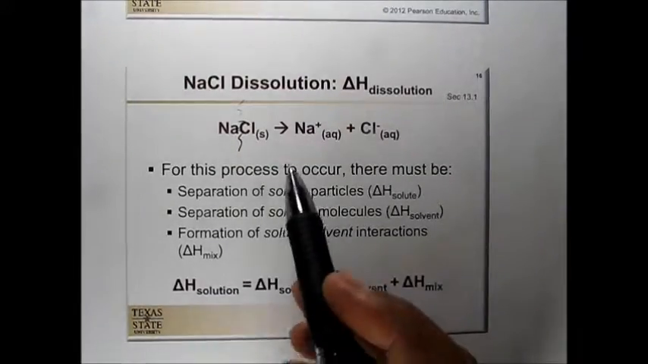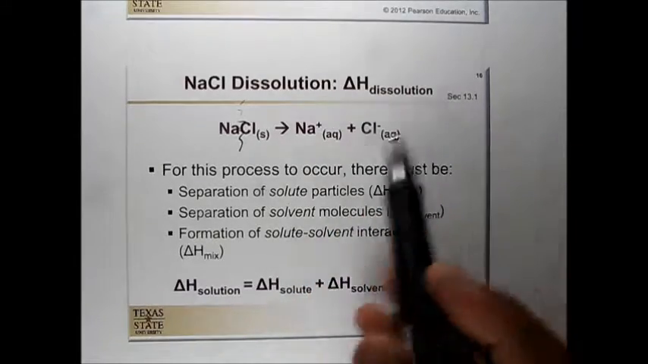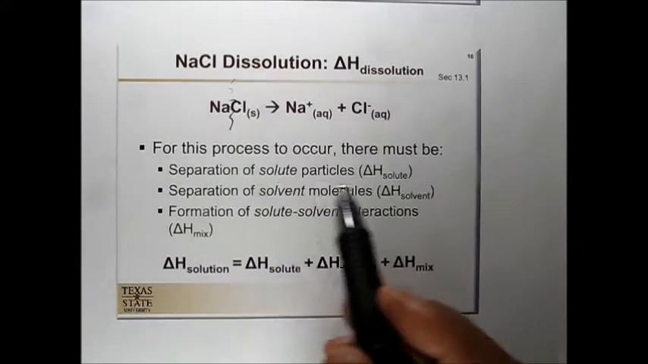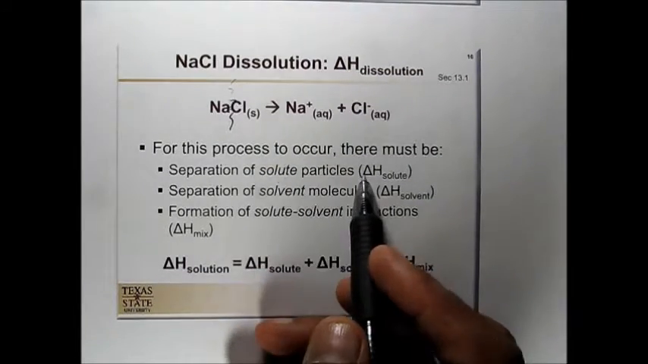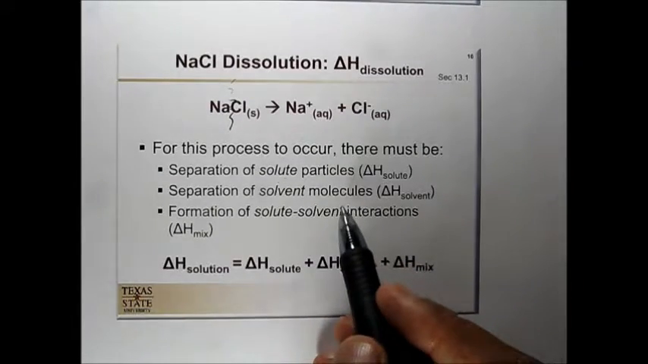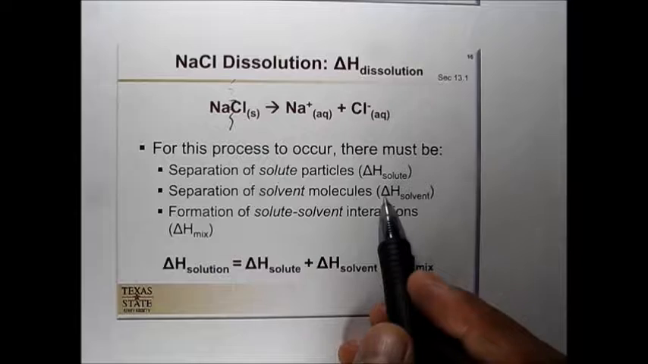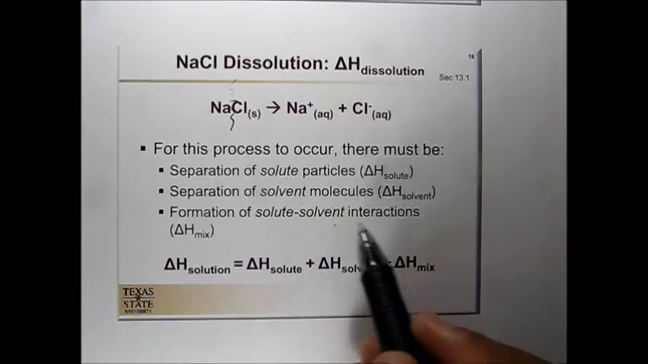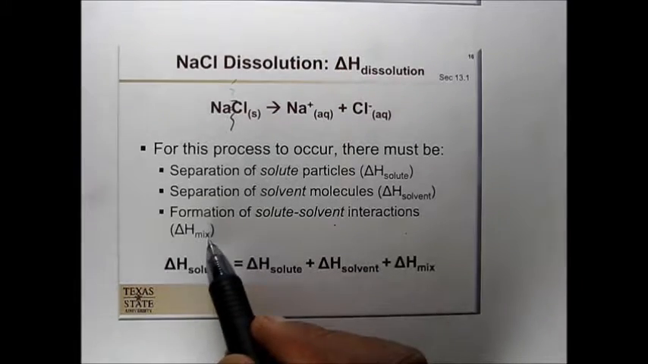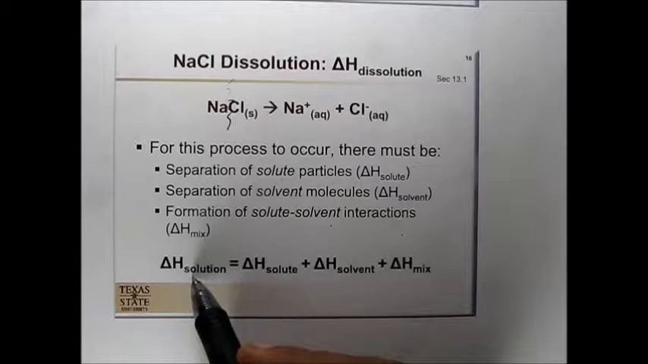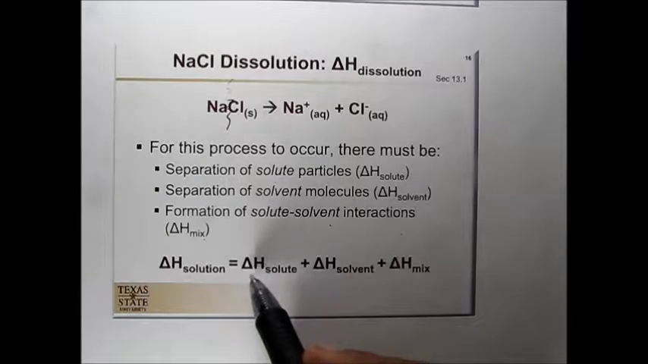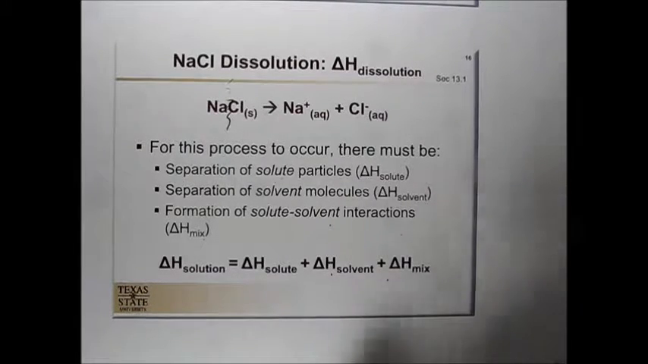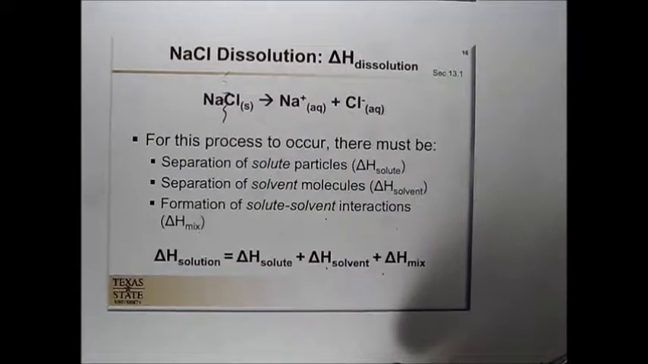In the delta H of dissolution, whenever we dissolve any solute, some energy is required. First separation of solute particles takes place, then separation of solvent molecules takes place, which is represented by the change in enthalpy of solvent, and then formation of solute and solvent interactions takes place, which is called delta H mix. So the total delta H of the solution equals delta H of solute plus delta H of solvent plus delta H of mix. This is the way energy is involved in making a solution.